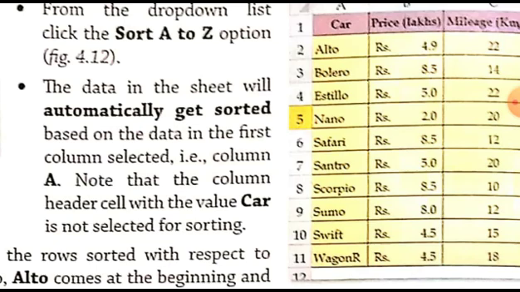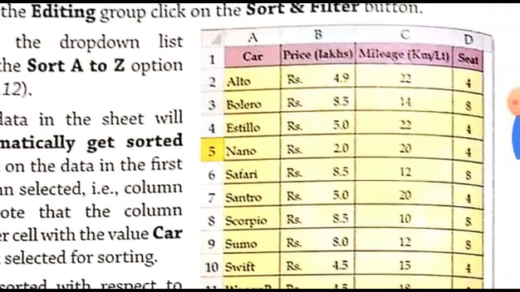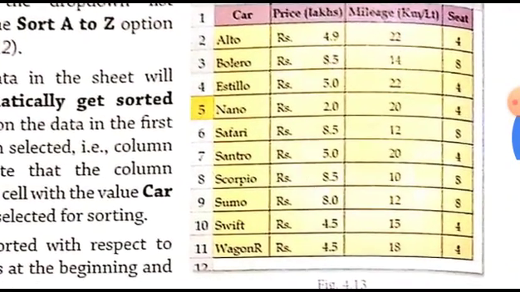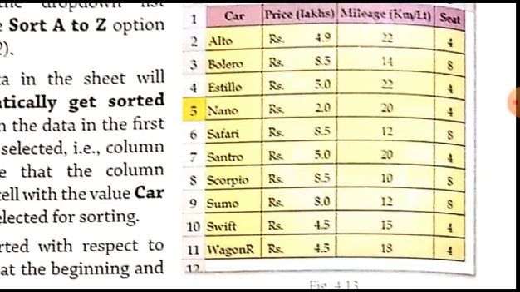In this way, not only this column, you will see that with respect to this column's values, all the other data columns will also be sorted. Not only this column will be sorted, but all the other values, all the other rows will be sorted according to this column only. So you can see the whole data is rearranged. It is sorted on the basis of only a single column, which is the car names in this case.